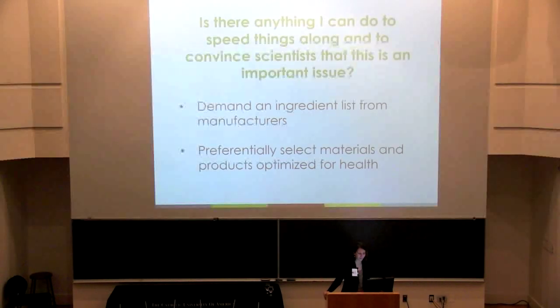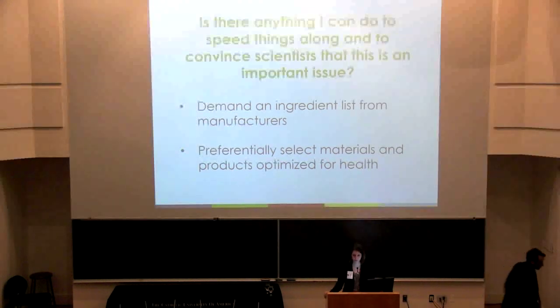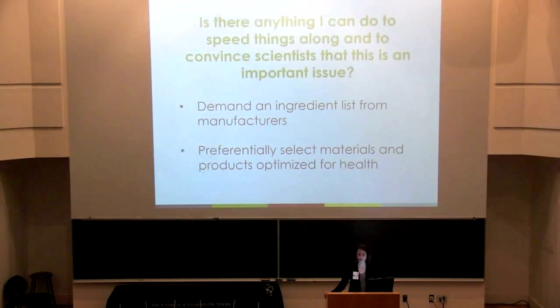So I wanted to at least end on a slightly happy note. You may ask yourselves as architects, is there anything I can do to speed things along? So I would say the more that you demand ingredient lists from manufacturers, the more that you preferentially select materials that have these ingredient lists and that are optimized, this sends a signal to the industry that says, this is important, I'm only going to buy the things that you optimize.